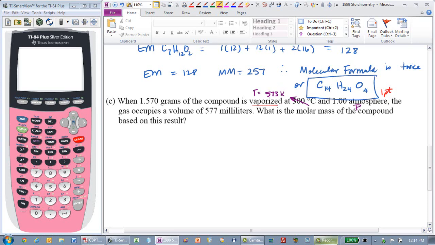And my pressure is 1 atmosphere. And the gas occupies a volume of 577 milliliters. I'm probably going to want to change that to liters because we're in the land of gases here. I'm thinking gas law, and I'm thinking I'm going to have to use the ideal gas constant at some point. So I'm going to make that 0.577 liters as my volume. What is the molar mass of the compound based on this result? In other words, we're checking our work here in this experimental procedure.